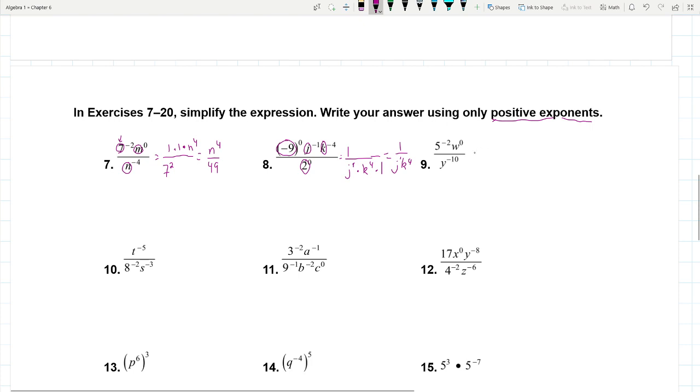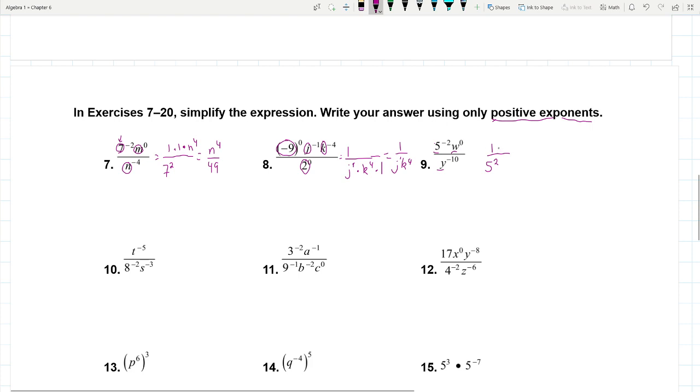All right, number 9. Again, identify my bases. All right, I have 5, I have w, and I have y. Now none of those are the same. So 5 to the negative second. Oh, I'm on the wrong side of the fraction. So it's 5 to the second, 1 over 5 to the second.